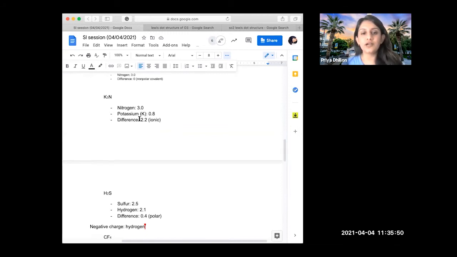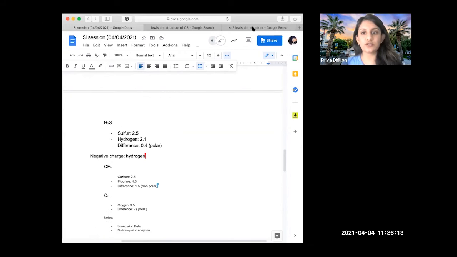And when you have electronegativity of more than 1.7, you can always assume that it's ionic. Usually one distinction is it's polar ionic, but we don't have to dive into it for this class.